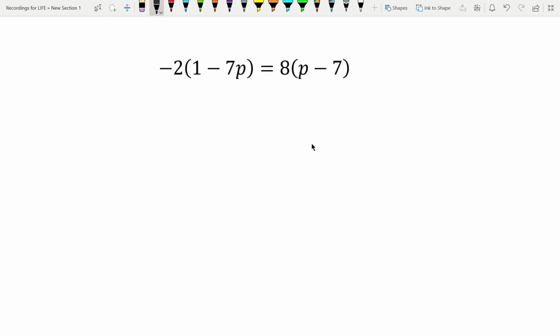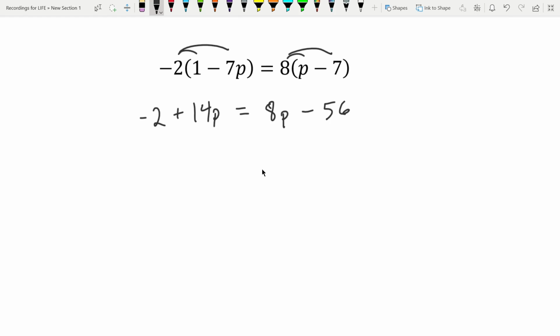For this one, very similarly, we need to get rid of the parentheses first. I'm going to distribute on both sides. -2 times 1 is -2. Negative times negative is positive. 2 times 7 is 14. P is still there. 8 times P is just 8P. And 8 times 7 is going to be negative, since that one's positive, that one's negative. 8 times 7 is 56.